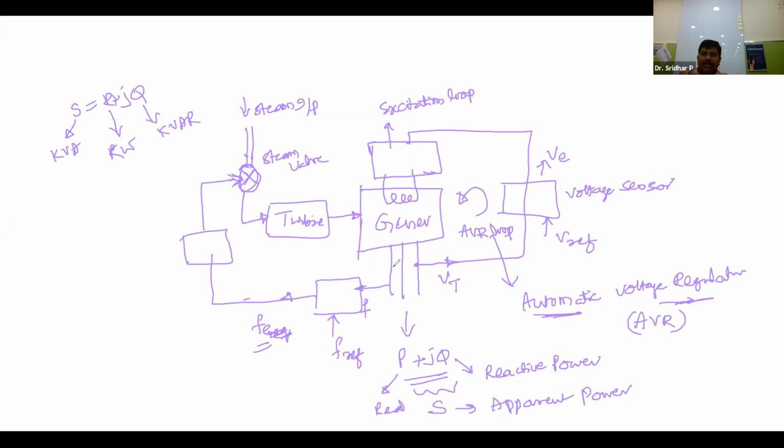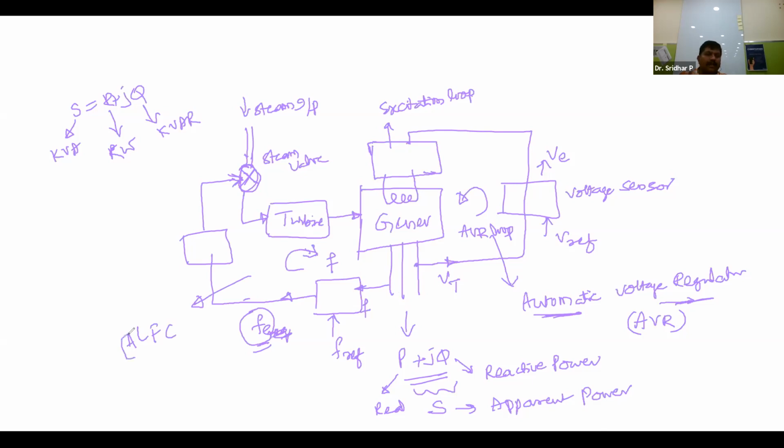The output of this generator has two feedback loops. One is to regulate the frequency, one is to monitor the frequency. This loop is the LFC loop, the load frequency control loop. In this loop, we are going to regulate the frequency, whether the output frequency is as per our requirement or not. If it is not exact, then at least you have to adjust the frequency so that it is within the acceptable range. Generally this is also an automatic process, so this is the ALFC, automatic load frequency control loop.